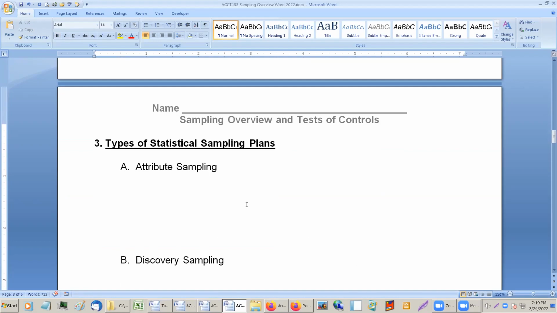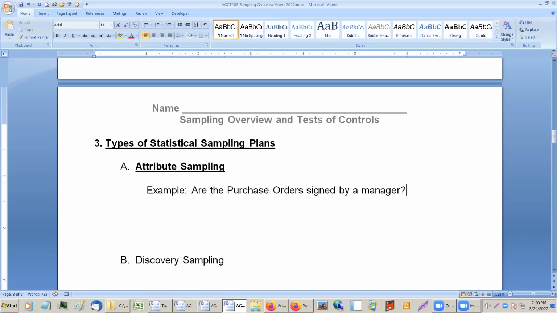Attribute sampling. I can't remember if we talked about this or not. Yes, no test. I think we did. Attribute sampling is, well, let me give you an example. The purchase orders, a purchase order signed by a manager. And again, these are what we term as yes, no tests.